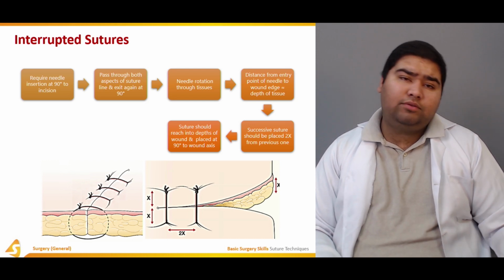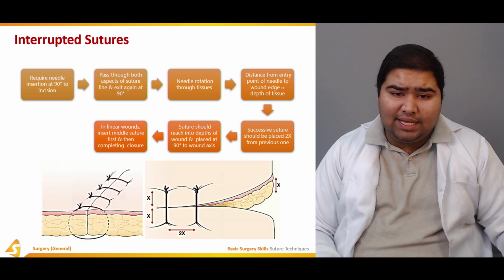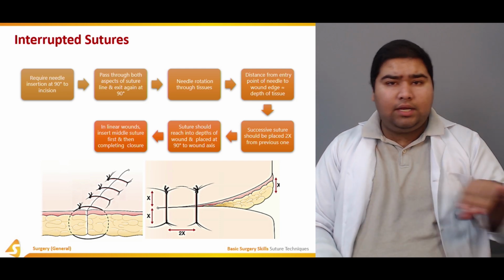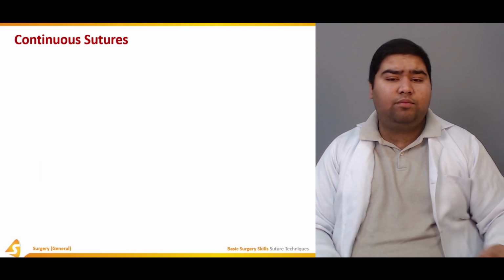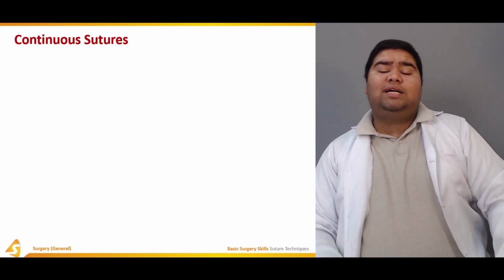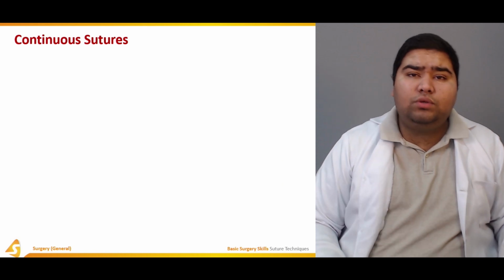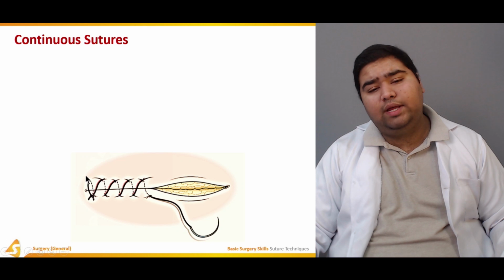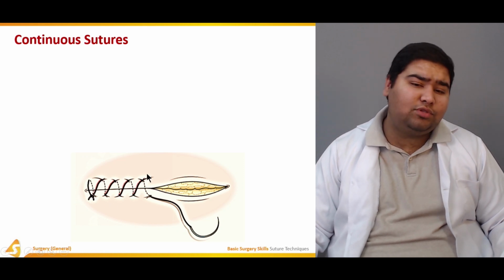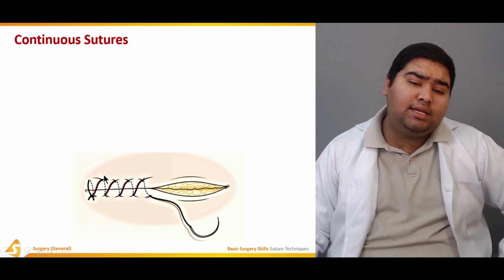Now, we've talked about it. It is at a 90-degree angle. Now, in a linear wound, again, you first place a central interrupted suture and then close it from both the sides. Now, starting off with continuous sutures. So, continuous sutures, here you can see, first of all, you throw an interrupted suture. Then the next sutures are continuous, they're non-interrupted.